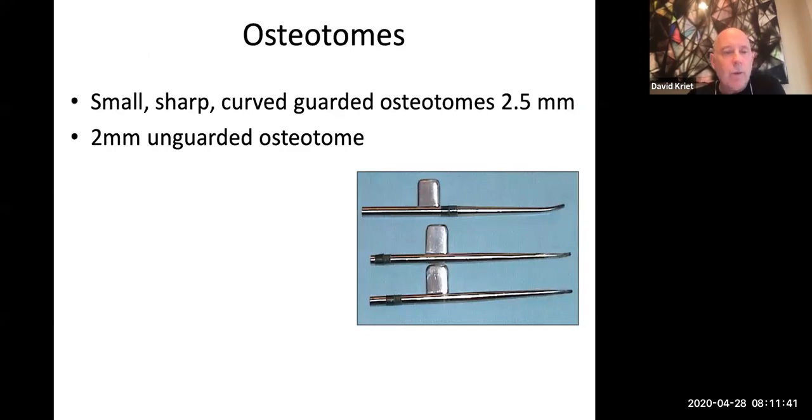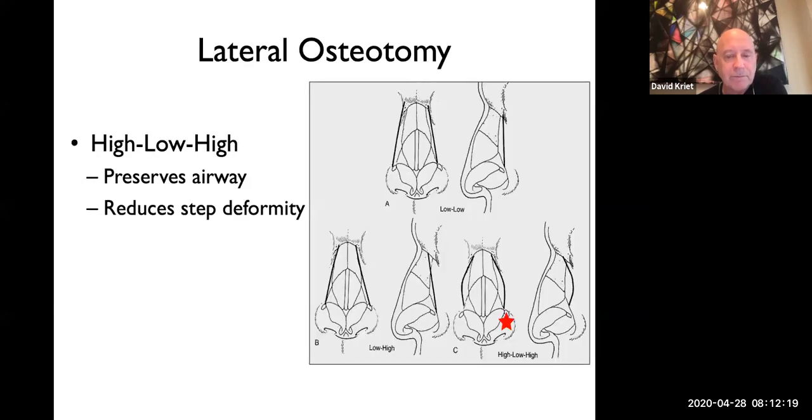What I like to do is to use small curved guarded osteotomes. These osteotomes are about 2.5 millimeters in width. I also have a 2 millimeter unguarded osteotome that I'll use for percutaneous osteotomy. I trained with Ted Cook, and these were some osteotomes he had designed, so they're called the Cook osteotomes, but I like the feel. If you've ever used or seen a Nivert osteotome, those are like 4 millimeters in width. They have a huge guard, so they really do a lot of tissue trauma. So this helps to speed the recovery.